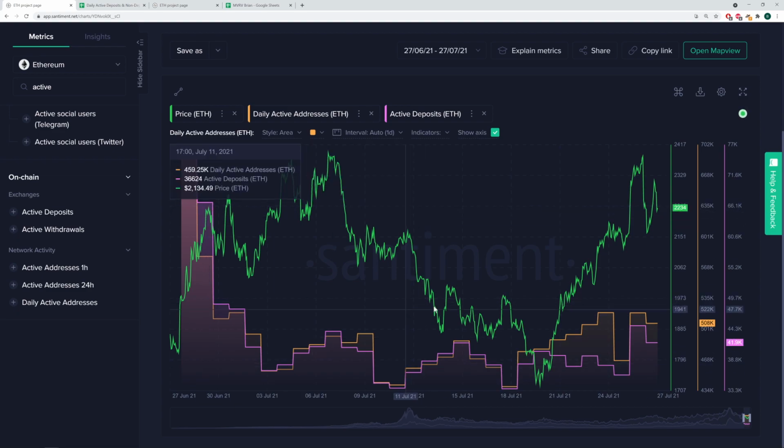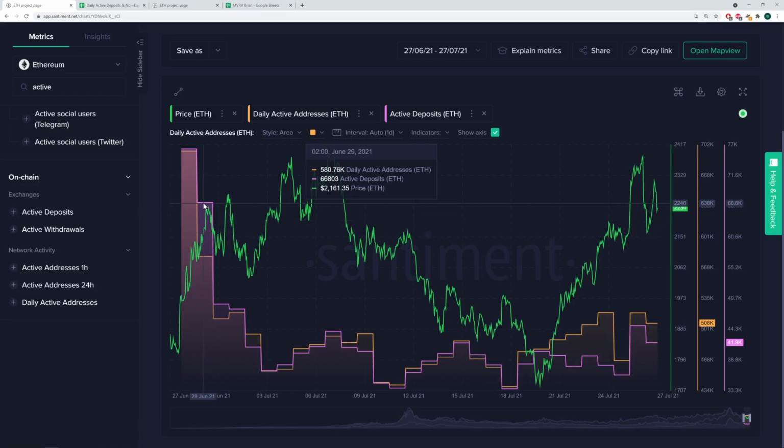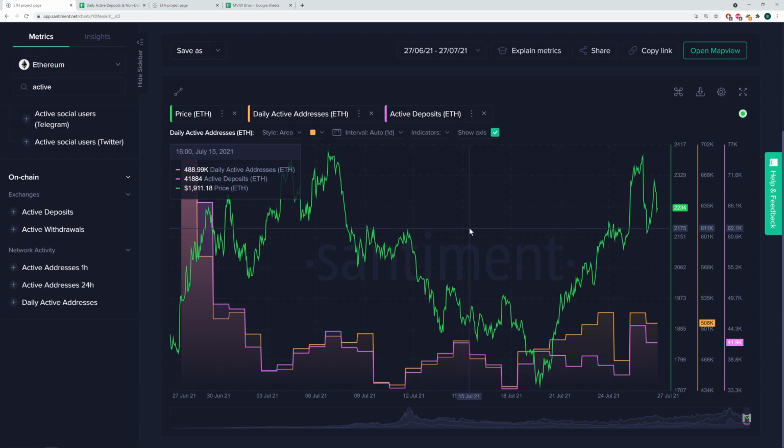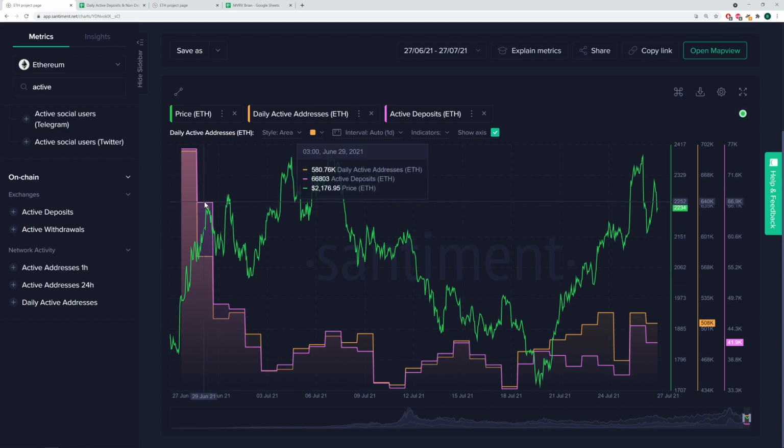And generally speaking, when we see the pink, the active deposits, well above the orange, that's a sign that there's a much higher percentage of deposit addresses going off compared to the total amount of addresses interacting on the network. When this happens, it's generally a more bearish sign than usual and a sign that there could be an imminent correction. And if we look, that's exactly what happened here on June 29th.